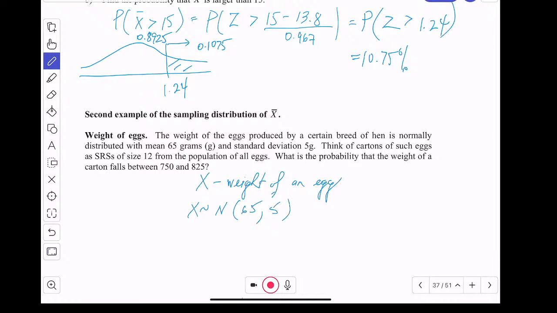Think of cartons of such eggs as a simple random sample of 12. So if I take 12, then I want to know about the average egg in a carton. The average weight of an egg in a carton should be normally distributed with a mean of 65 and a standard deviation of sigma over root n, 5 divided by square root of 12.